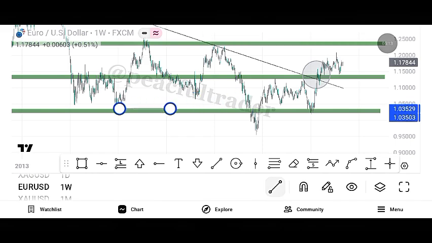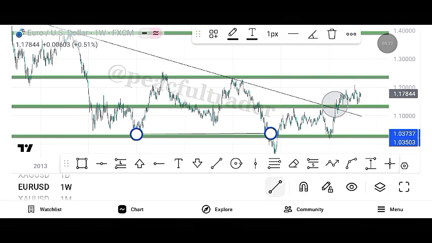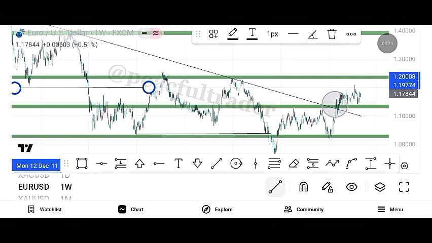Okay, it's not even there. It's here, from this level down to this level. The market breaking structure to the downside. You can see another level there, the market breaking structure to the downside.